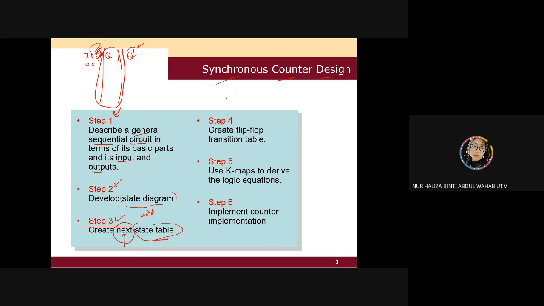Now for your synchronized counter design, you need to have another one, which is your next state table. I prepared this. So after this output, you're going to get this. After this output, you're going to get this. So this is the next state table. How you're going to derive it, how you're going to create it.